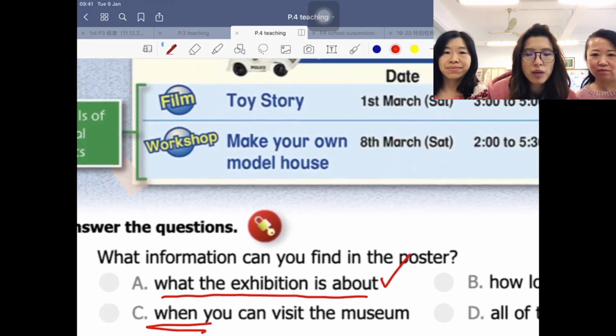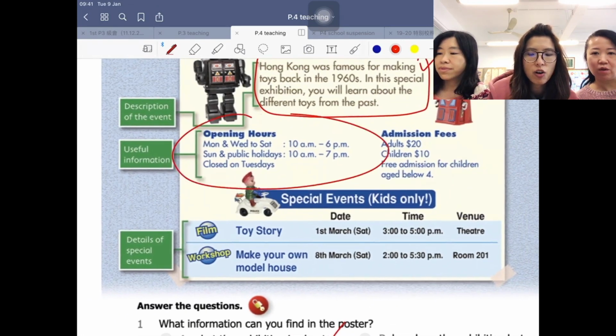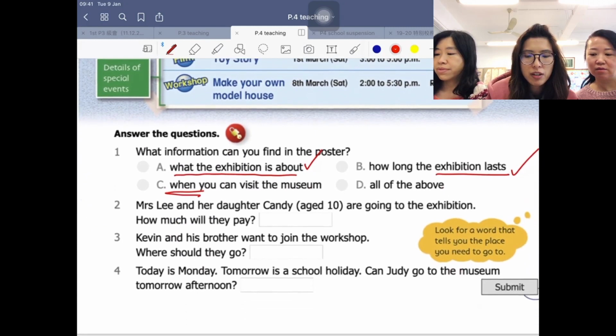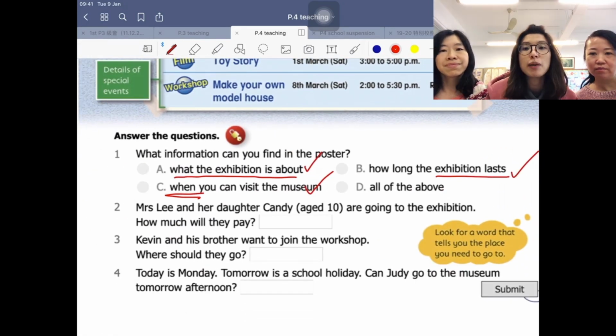When you can visit the museum. Of course, there is the answer. There is the opening hours. So we've got it, 3 of them. That's why the answer should be D, all of the above. So every answer is correct.